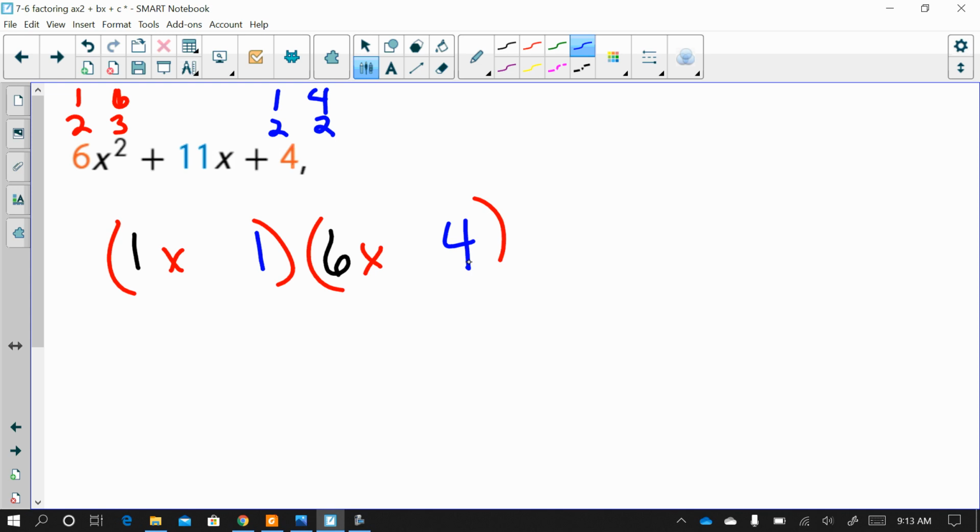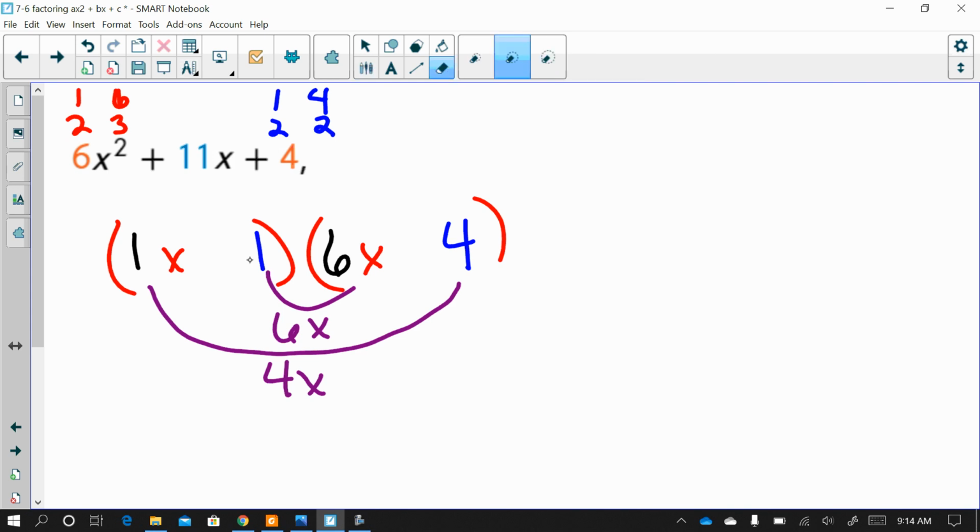Okay, now we're going to use FOIL. Okay, the big things I'm concerned about are my insides and my outsides. So if I do my outsides, I get 4x. If I do my insides, I get 6x. Okay, if I add 6 and 4, do I get 11? I do not. So this combination does not work.